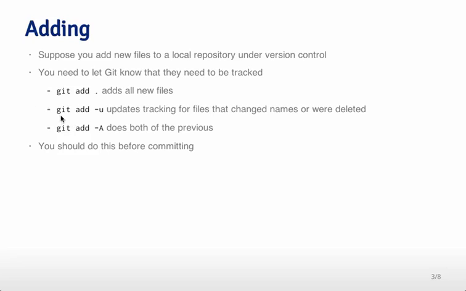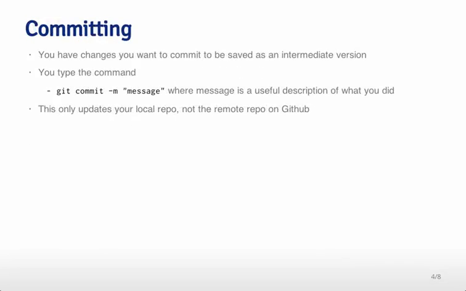Git add -u will update what happens to the files that have changed names or were deleted. So git add dot will just add all the new files. Git add -u deals with changes to files, either deleting or name changing. And then git add -A does both of the previous things in one command. Before you try to commit things to your local repository, you need to make sure that you use the add command so that you can add things to the index. Then once you've added them to the index, you can commit them to your local repo.